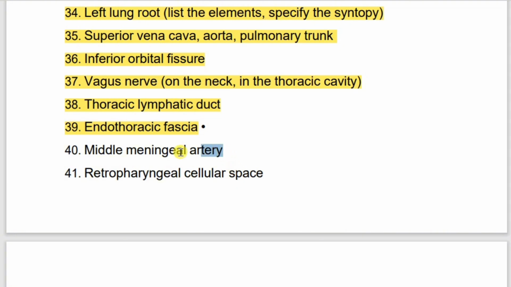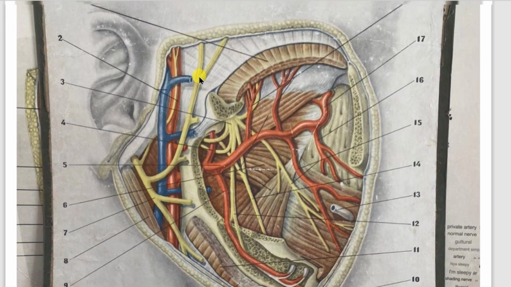What's the next structure? Next we have the middle meningeal artery. It's located in the facial region of the head. Let's see. As you can see here, the middle meningeal artery, this one. So what is it actually? It is the largest of the meningeal arteries. It typically arises in the infratemporal fossa, and it is the third branch from the first part of the maxillary artery. As you can see, this one is the middle meningeal artery.